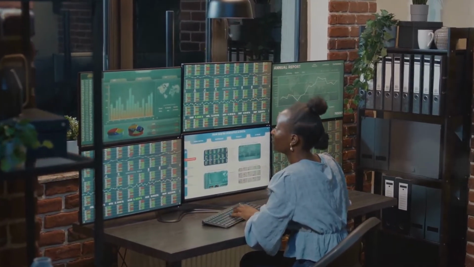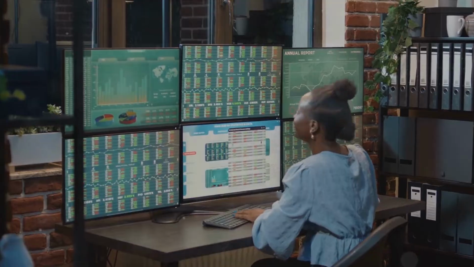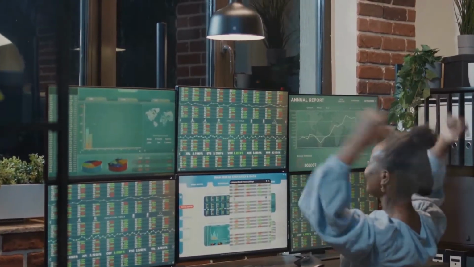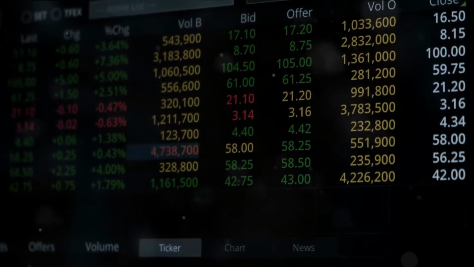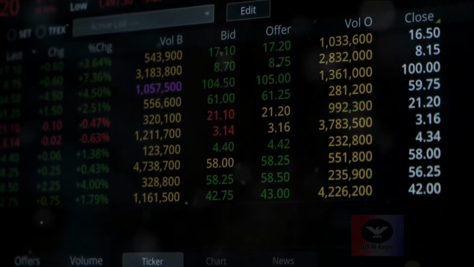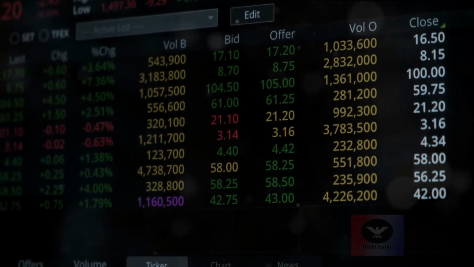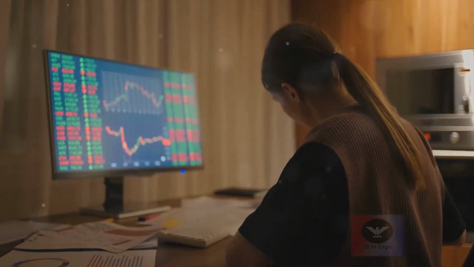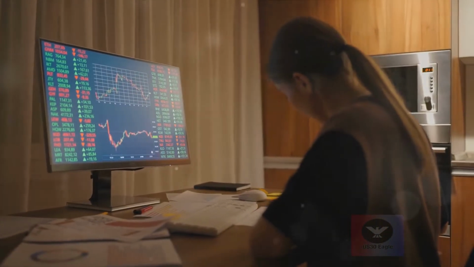Now that you've got a basic understanding of what the stock market is, let's move on to some essential trading terminology. Trading can seem like a foreign language if you're not familiar with the terminology. But don't worry, we'll break it down. A bid is the price a buyer is willing to pay for a security, while an ask is the price a seller wants for that security. The difference between the two is known as the spread.